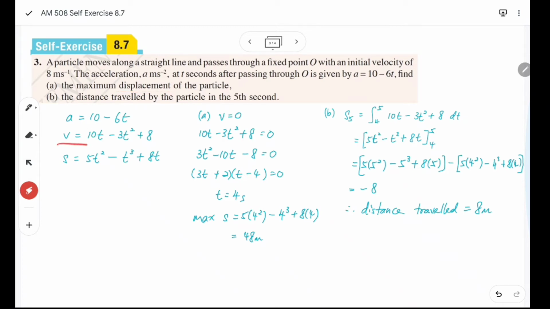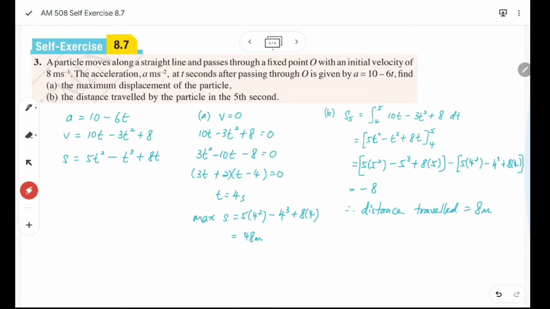So first, we'll get the v by integrating 10 minus 6t. So we get 10t minus 3t squared, with the initial velocity of 8, so we plus 8. And then from here, we get the displacement function by integrating 10t minus 3t squared plus 8. We get s equals to 5t squared minus t cubed plus 8t. And you will see the c equals to 0 because when t equals to 0, the particle is at the point O, so the s equals to 0. Therefore, c also equals to 0. So this is the function of displacement.